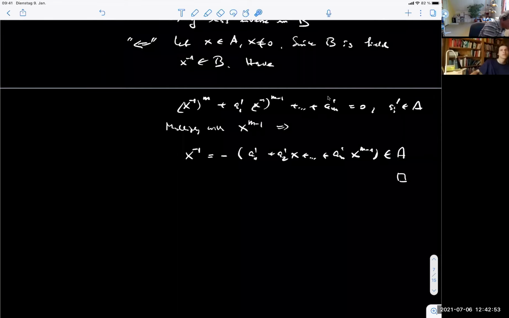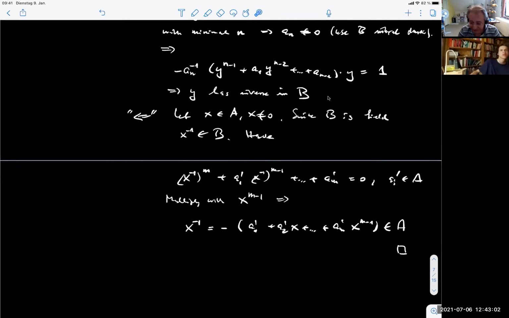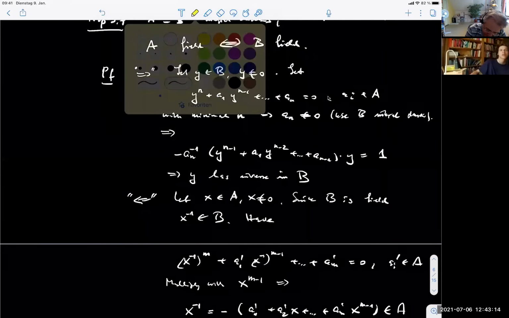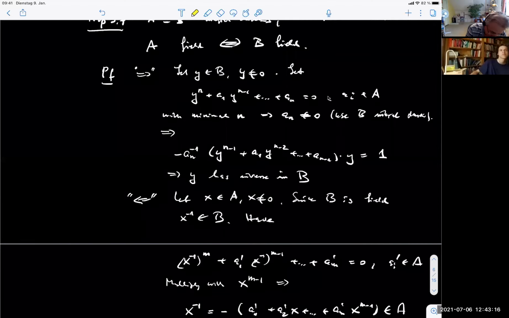Can you maybe repeat why we could assume that a_n isn't 0 in the first part of the proof? Where are you exactly? The first part of the proof, so the first direction. Okay, why a_n is not 0? Yes. Right. So if it were 0, let me write it maybe with yellow over there, then I could, right.